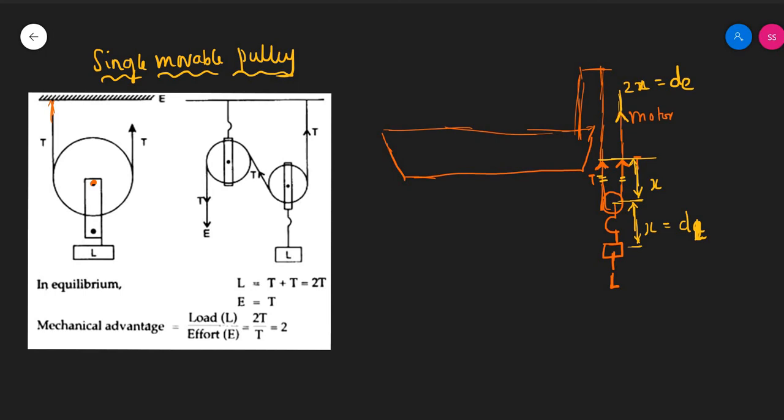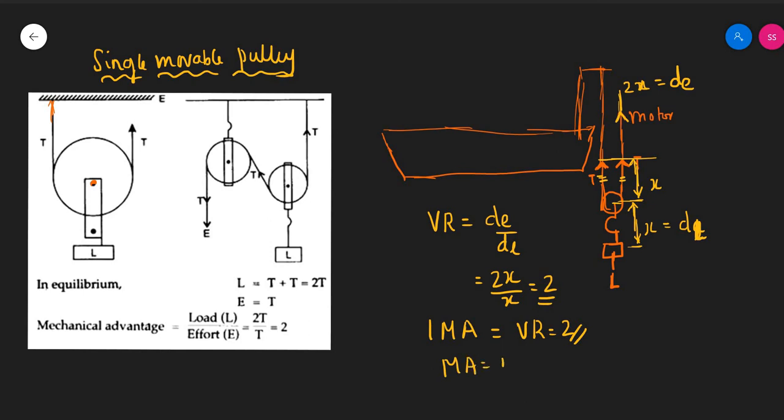So in a single movable pulley, your velocity ratio is dE by dL, and that is equal to 2x by x, which is always equal to 2. And your ideal mechanical advantage will be equal to your velocity ratio, which is 2. But a non-ideal mechanical advantage would be efficiency times whatever your velocity ratio is.